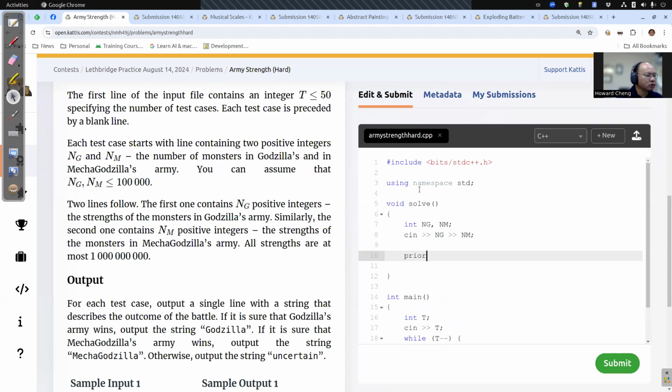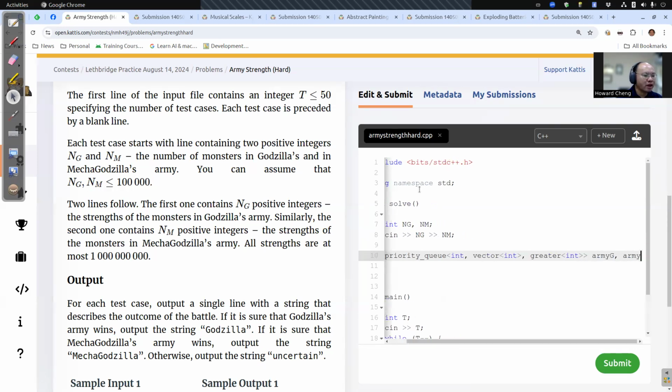And then we have two priority queues. Now the priority queue normally finds the maximum number, since that's the smallest number, so we're going to play a little trick. There actually are different ways you can do this, so let's do it maybe with int. This is a way, maybe it's the easiest. Like this, with the two armies. I'll call them army G and army M.